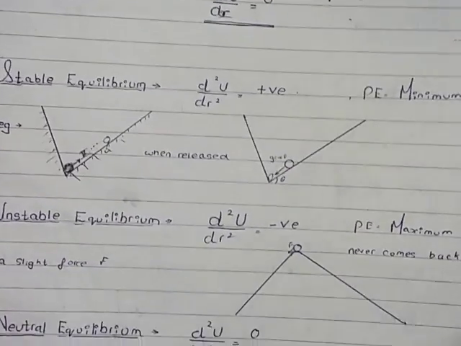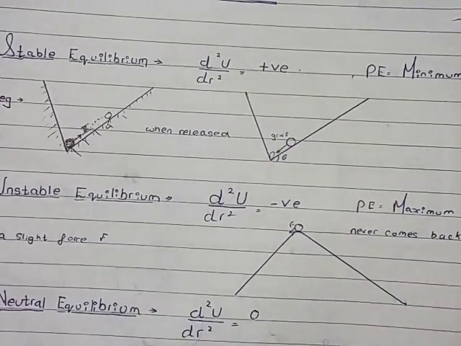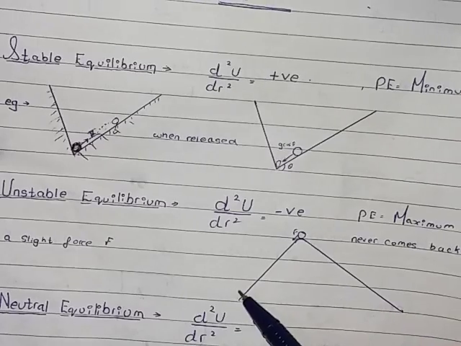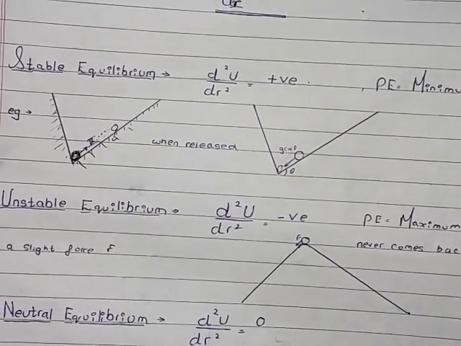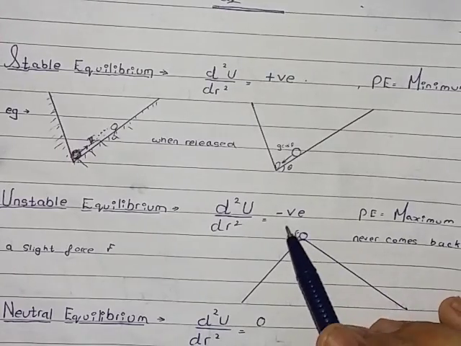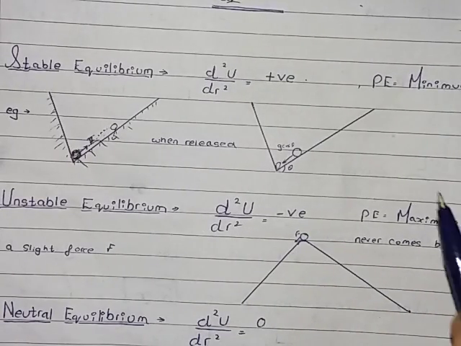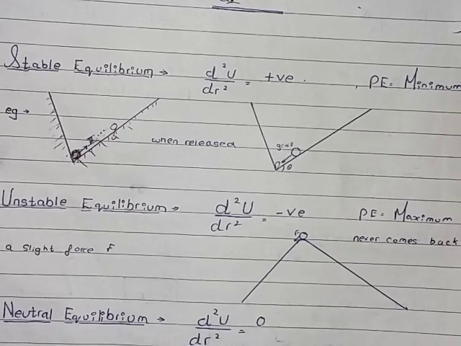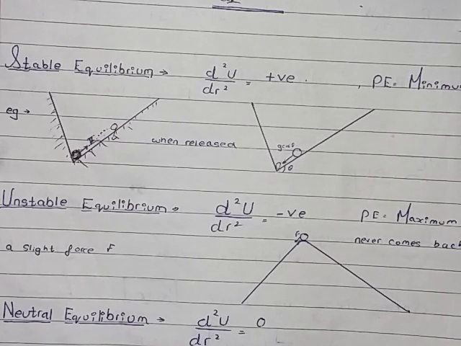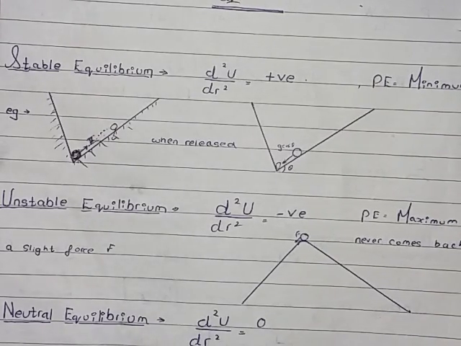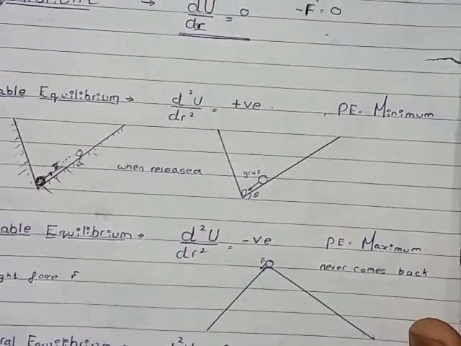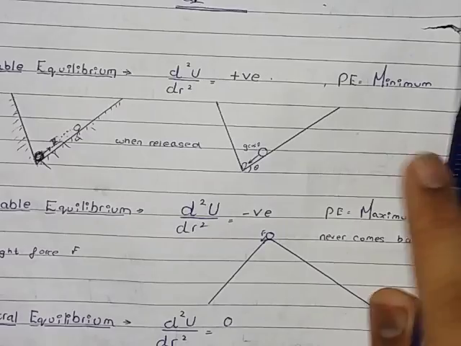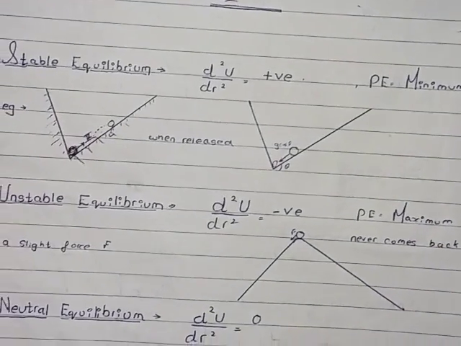And as opposite, as you can see in the diagram now, if I make the ball fall from here, would it go up? No, it won't. So if its displacement is not 0, or if its final position is not equal to the initial position, then it's unstable equilibrium. And in stable equilibrium, potential energy is minimum. In unstable equilibrium, potential energy is maximum.